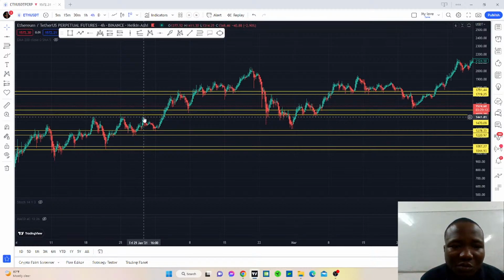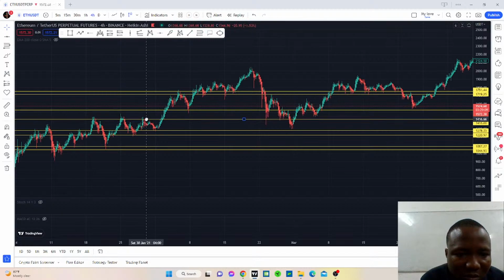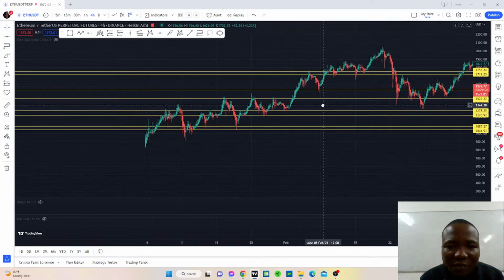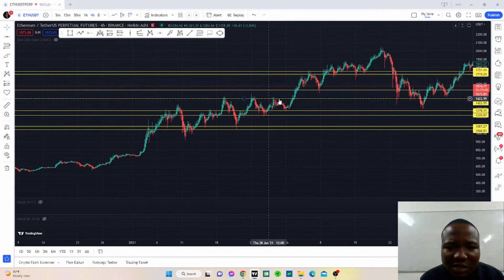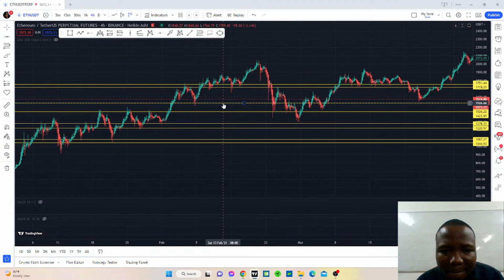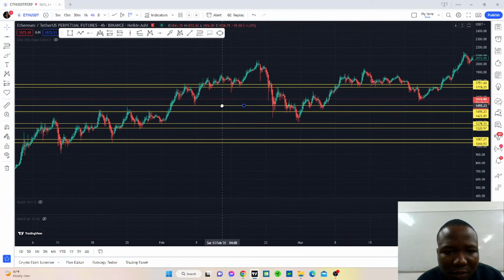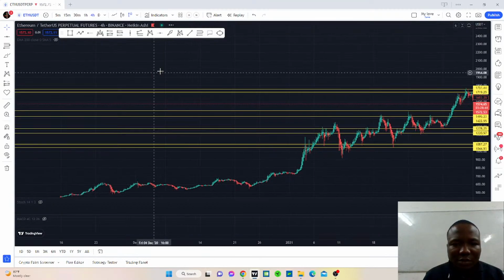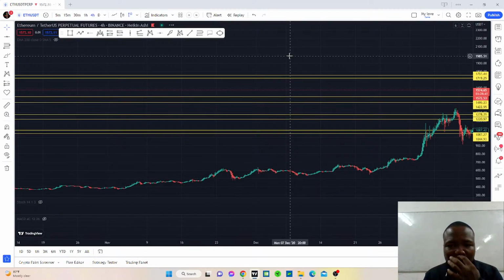So this makes this zone a valid zone. You can see resistance, then support coming. Okay, let me put it here. Support. This doesn't have a rule though, so it's all about common sense.